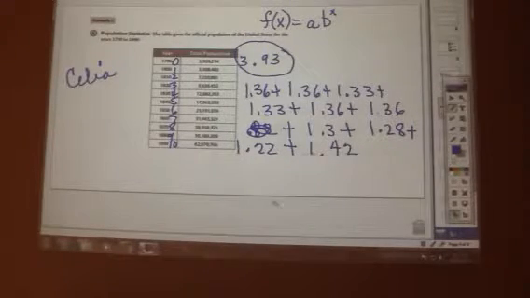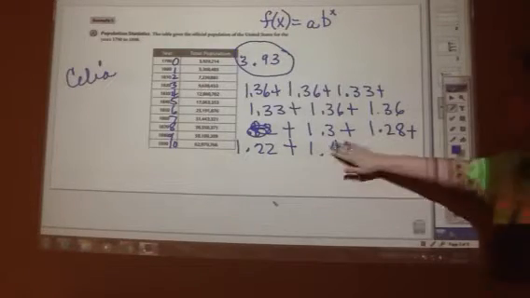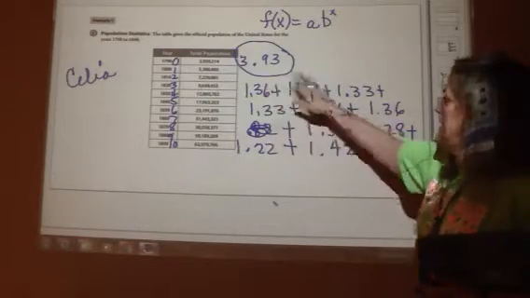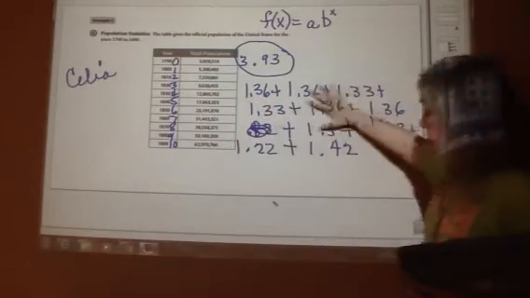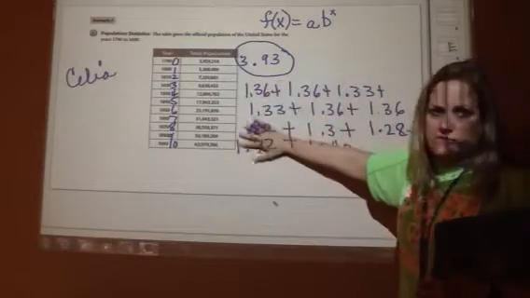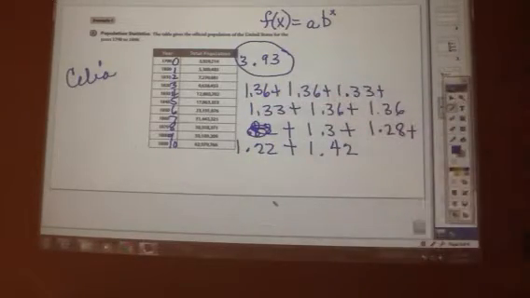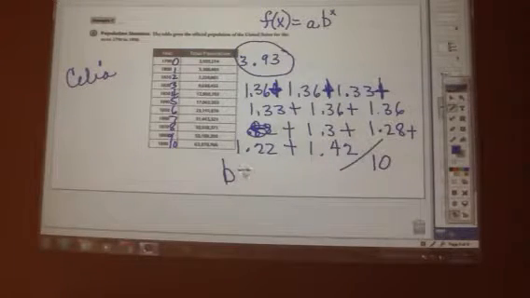Okay, so there's our 10 numbers. There's 1, 2, 3, 4, 5, 6, 7, 8, 9, 10. Celia took all 10 of those ratios and averaged them. So what we need to do now is add all that up, plus, plus, plus. Add all that up and divide by 10. That will give you your B. B equals whatever all those 10 ratios are, added up, divided by 10.